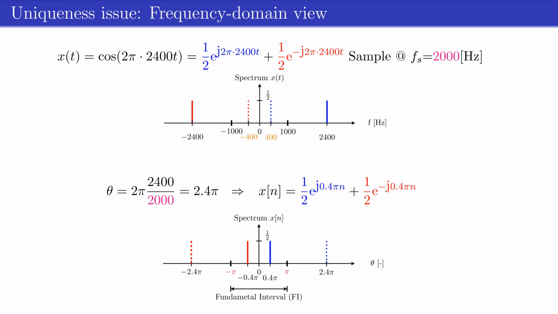By using the relation between the relative and absolute frequencies, it follows that the fundamental interval boundaries of plus or minus pi match with the absolute frequencies f is plus or minus 1000 Hz, which is equal to half the sampling frequency fs over 2. Concluding, it follows that only continuous time absolute frequencies f up to maximal fs over 2 are mapped in a unique way into relative frequencies theta, which are inside the fundamental interval plus and minus pi.